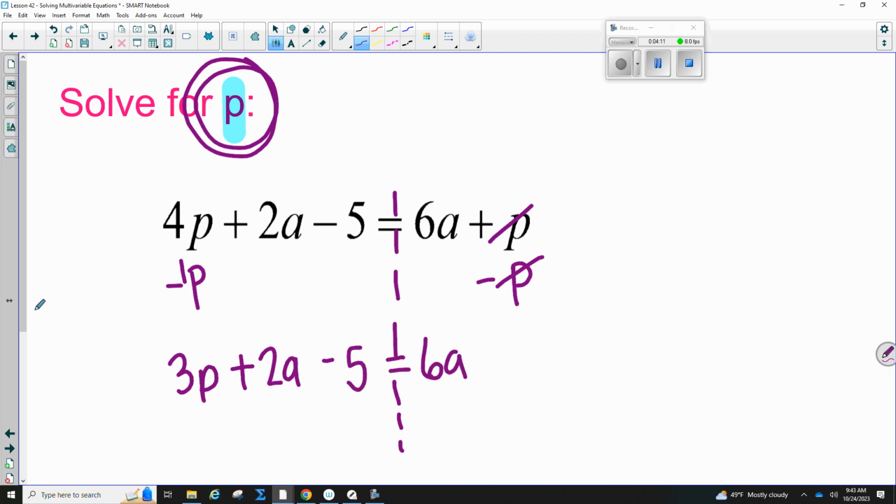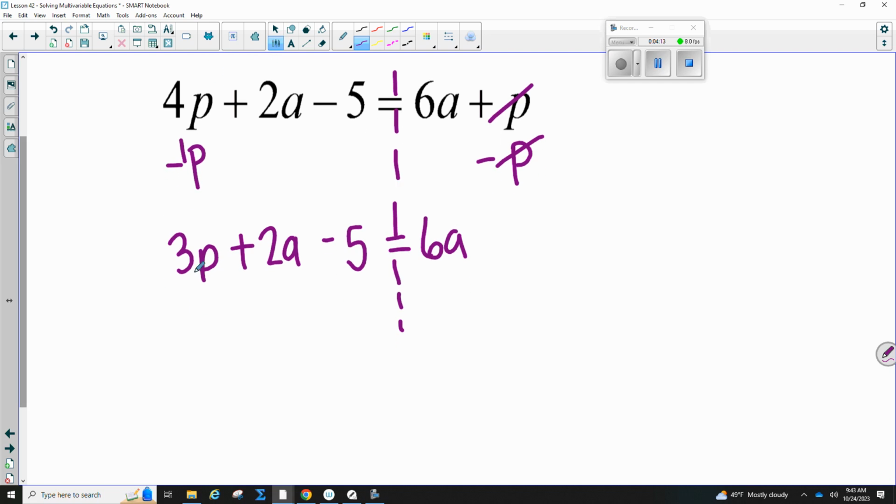So I want to get the p alone, so I have to get rid of this stuff first. All of the stuff that's being added and subtracted. So this is a plus 2a, so I need to do a minus 2a, and then line it up with your a's over here. Okay, that'll cancel. And then I have a negative 5, so I need to do a positive 5 to cancel it. So we're left with 3p.